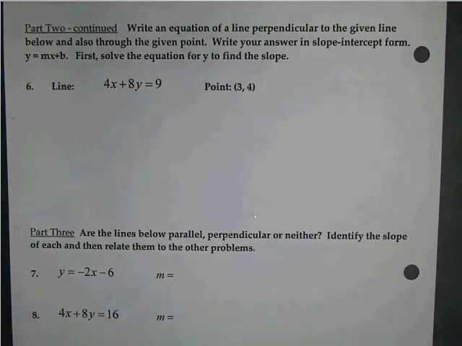All right, part 2, it says, write an equation of a line that's perpendicular to the given line below and also through the given point. Write your answer in slope-intercept form, y equals mx plus b. However, they don't give us a nice, easy equation to pull the slope out from. They gave us standard form, 4x plus 9y equals 9. So I've got to take that standard form and find the slope of it. So this is good practice.